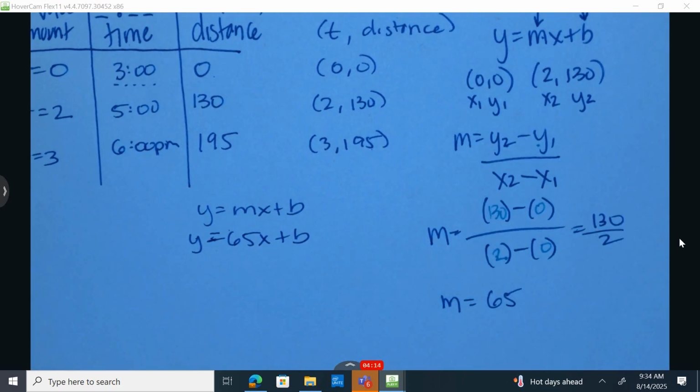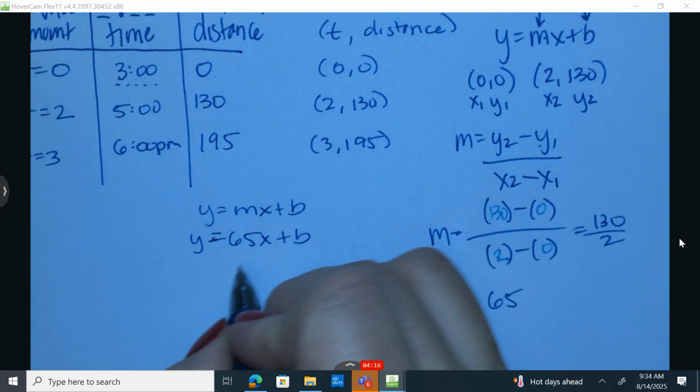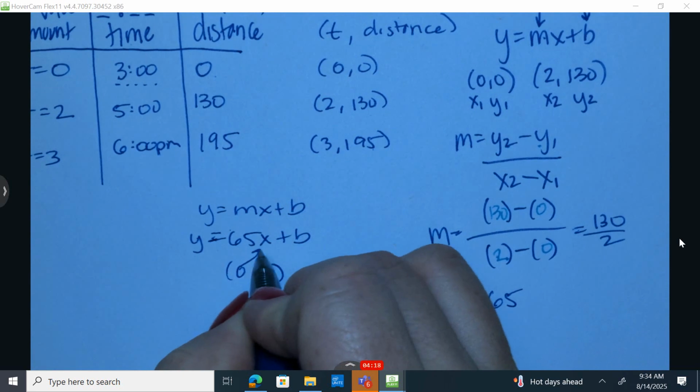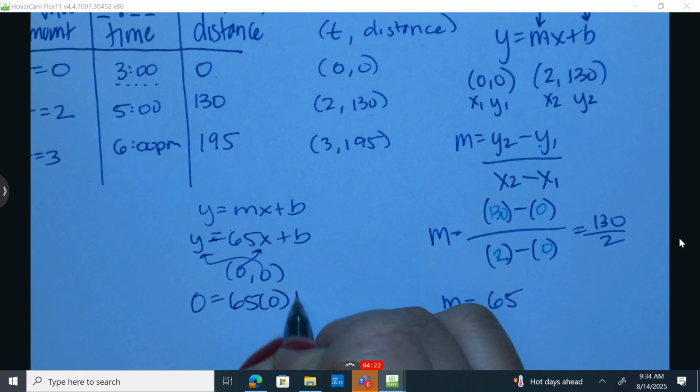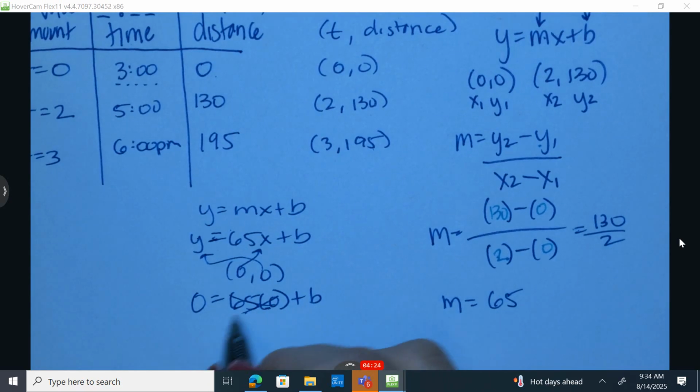What is the easiest one to plug in? 0, 0. So 0 goes in for x and 0 goes in for y. Why do I like that? Because I don't want to do the work. 0 times 65 is 0.